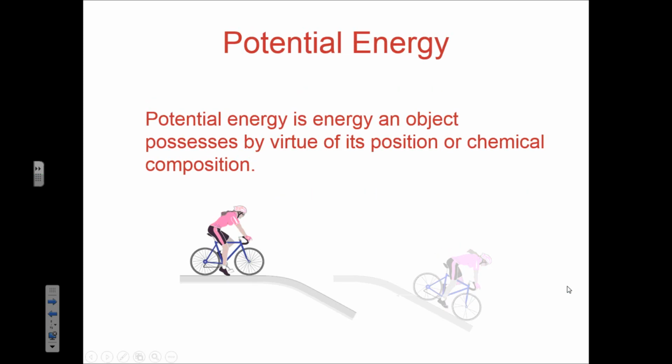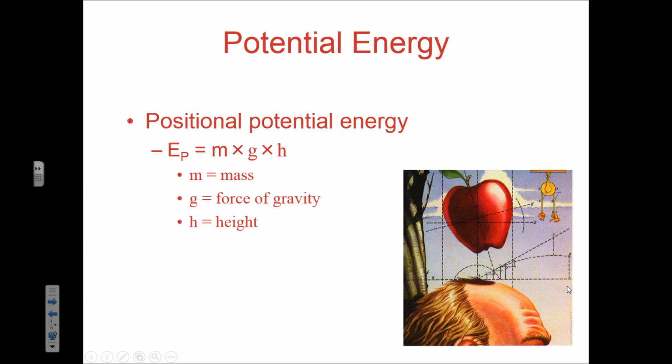Now, potential energy is the energy an object possesses by virtue of its position or its chemical composition. When you're sitting up high, you have stored energy based upon your height, because that object had to have at some point been moved to that high position, and therefore it stored that energy. So positional potential energy is one of the most fundamental types of potential energy.